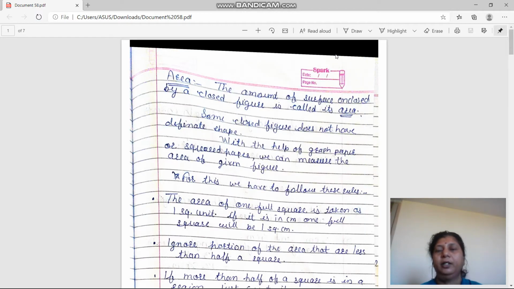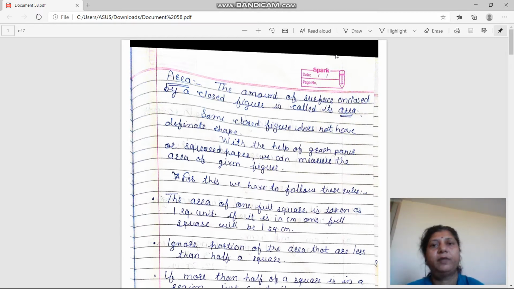I think in the previous video we just started our new topic, that is area. So before starting I will just revise. We studied perimeter in the mensuration chapter. Perimeter is equal to the sum of all sides.